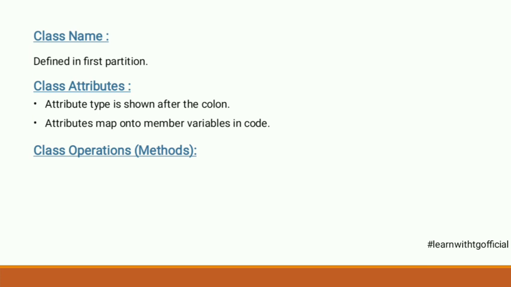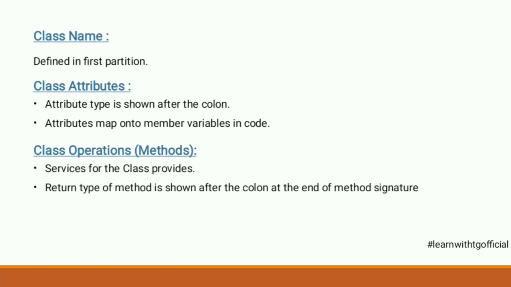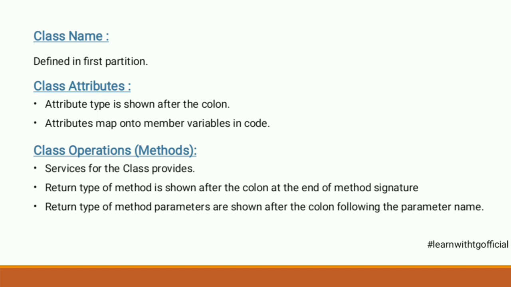And coming to methods, methods are also called class operations. These operations are shown in the third portion. They are the services the class provides. The return type of a method is shown after the colon at the end of the method signature, and the type of method parameters is shown after the colon following the parameter name. And operations map onto the class methods in the code. So basically, attributes map onto the member variables in code, whereas operations map onto the class methods in code.